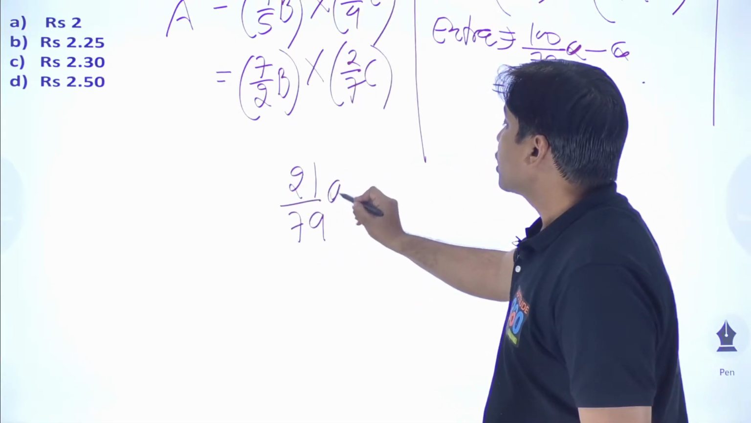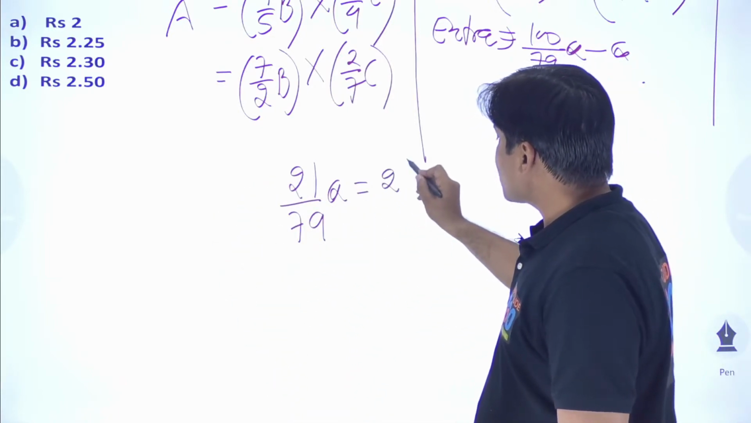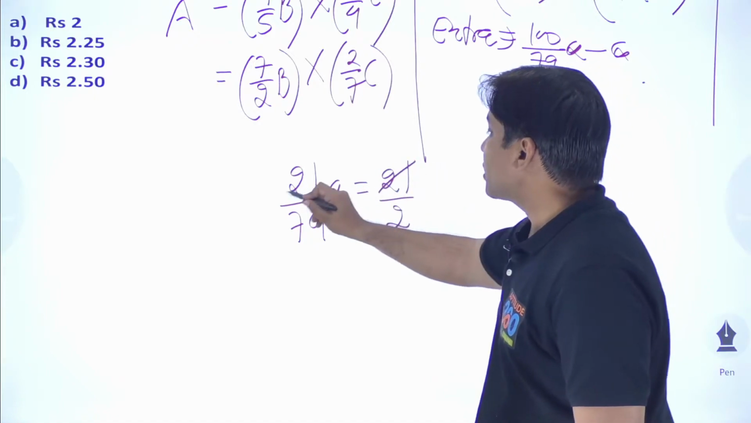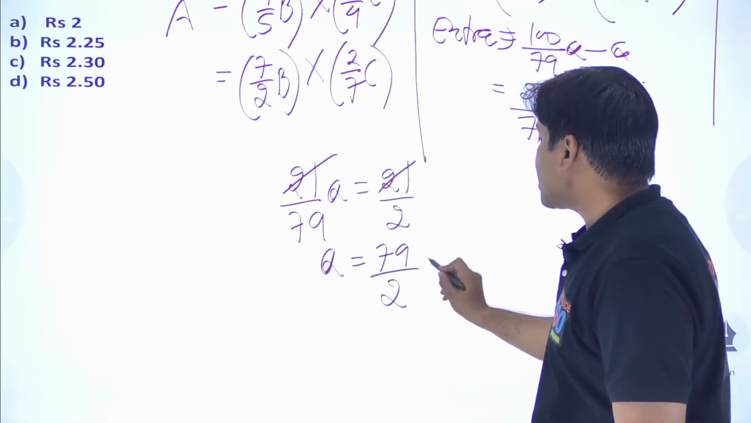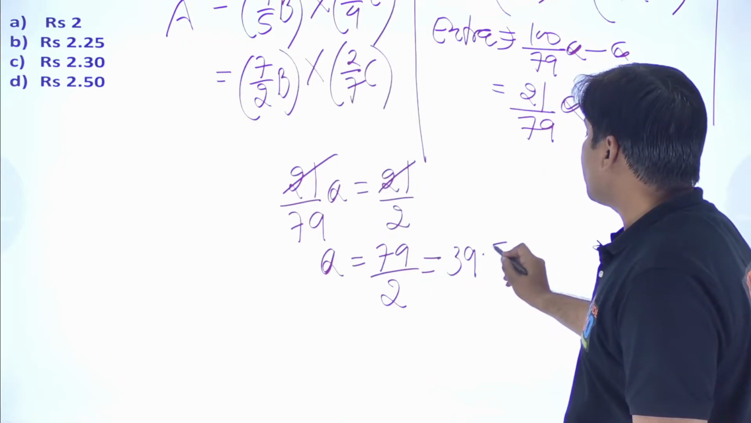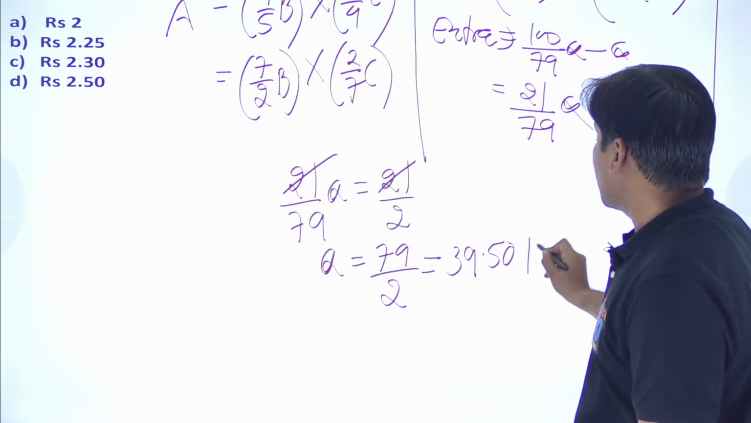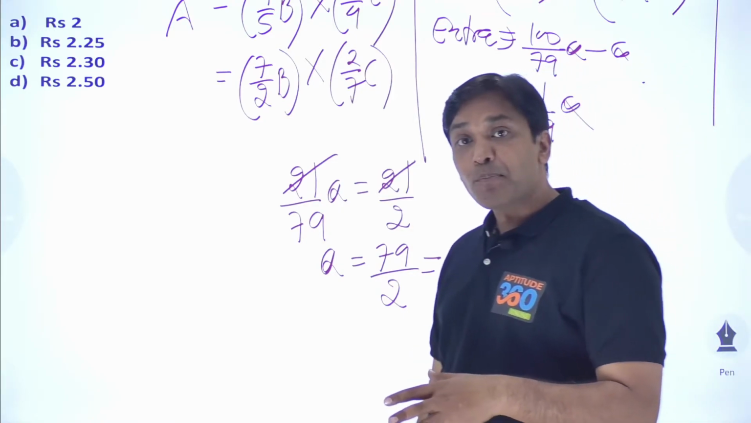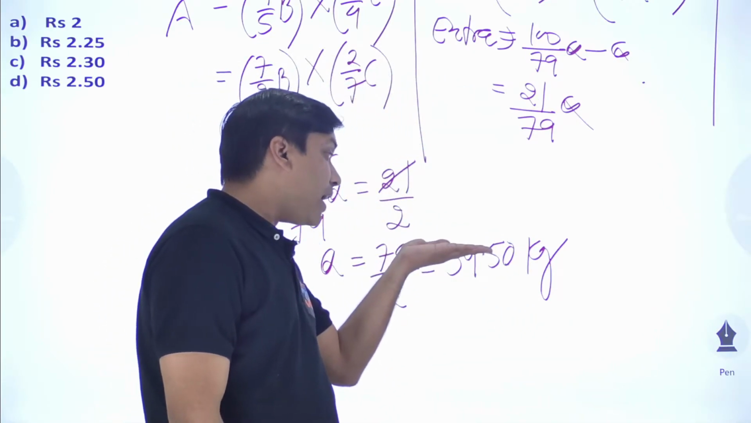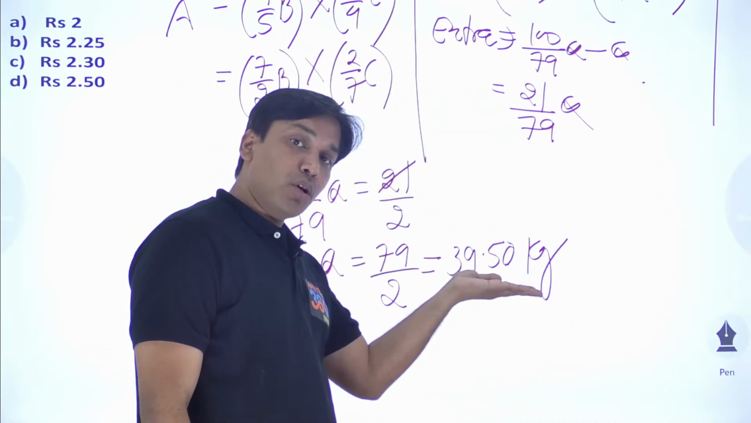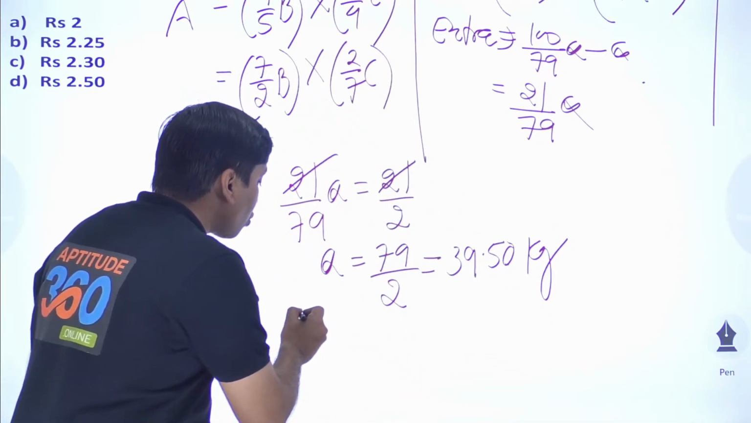If it is 10.5 kilogram, so can I say 21/79 Q is equal to, how do you write 10.50? We can write it as 21 by 2. So 21 and 21 is gone. So Q comes out as 79/2, which, if you simplify this value, will be 39.50 kilogram. So previously, before the price reduction, you bought 39.50 kilogram, and they're asking you what is the reduced price.